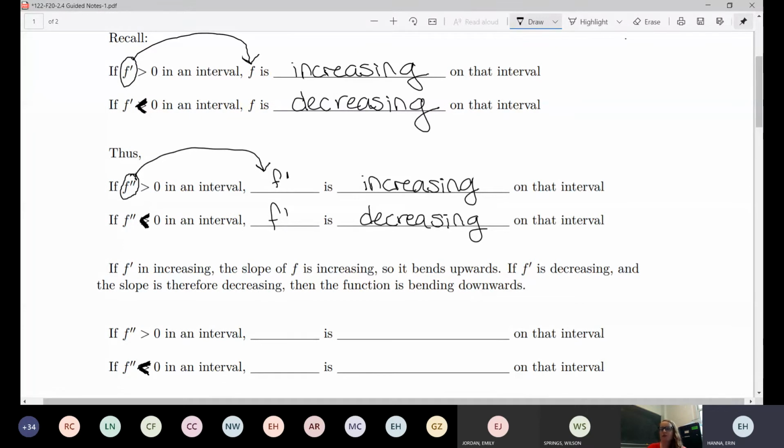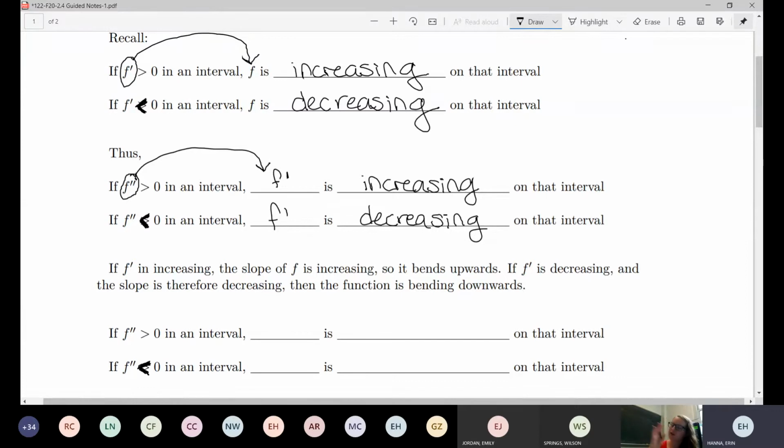So if the derivative is increasing, the derivative is a slope, so that means that the slope of the original is increasing. So it's going to bend upwards, the function. The slope is increasing, so the function is going to bend upwards. And if f prime is decreasing, the slope is decreasing. So the function is going to bend downwards.